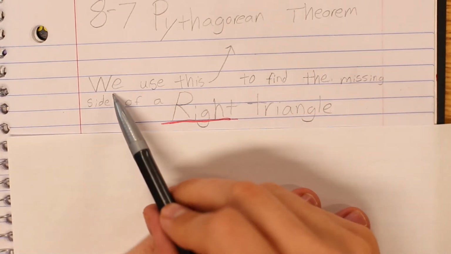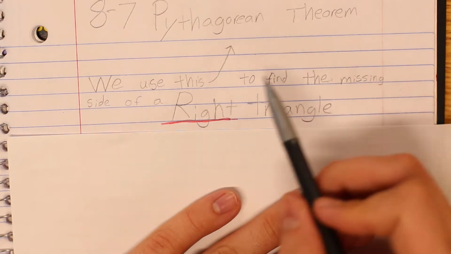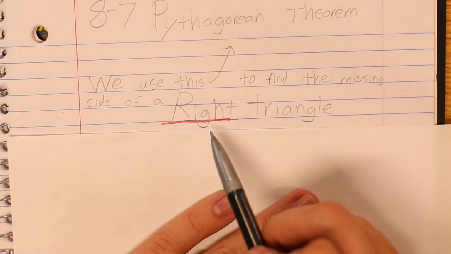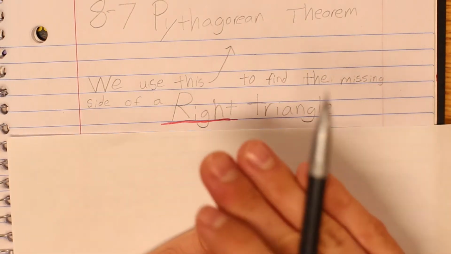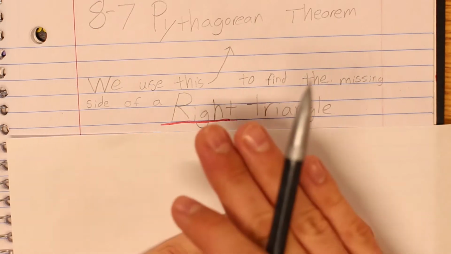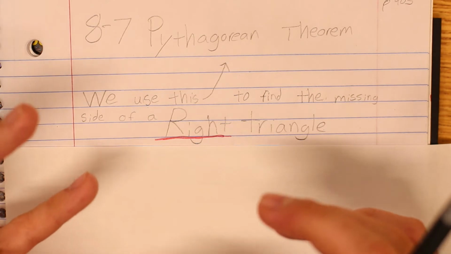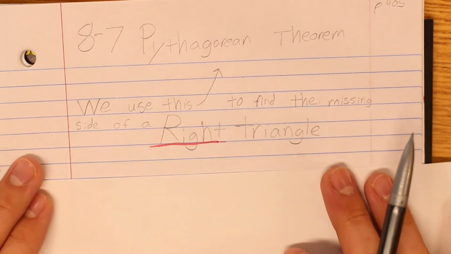First you can write this down. We use the Pythagorean theorem to find the missing side of a right triangle. Right triangle. Has to be a right triangle. Can't just be any triangle. This only works on right triangles, so don't use it on every triangle. Just use it on right triangles. Got it? Good. Moving on.